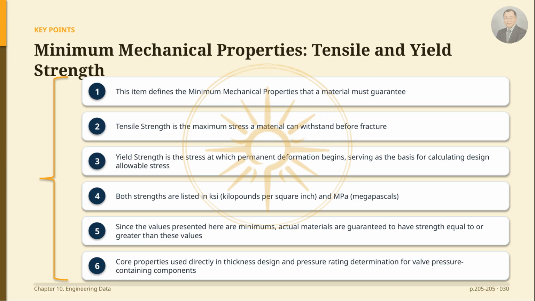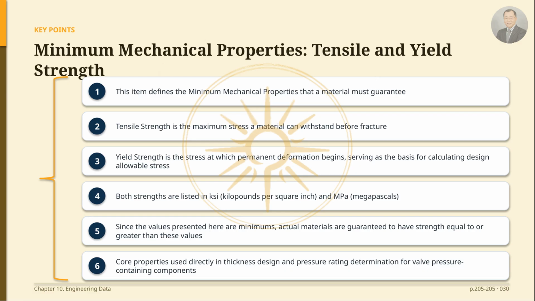Finally, I'd like to introduce the minimum mechanical properties item. This section defines the mechanical properties that a material must at least guarantee, with tensile strength and yield strength being the primary examples. First, tensile strength refers to the maximum stress a material can withstand before fracturing. Next, yield strength is the stress at which permanent deformation begins in the material, and it serves as the basis for determining allowable stress in design.